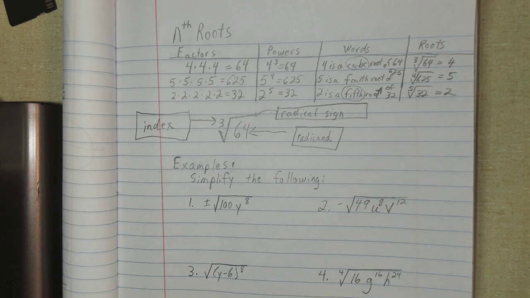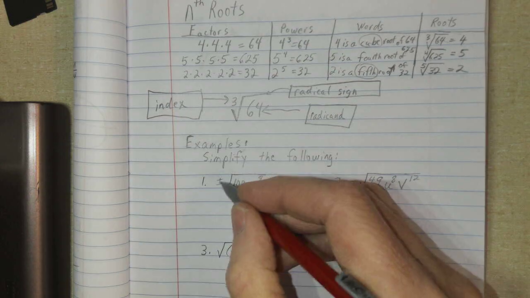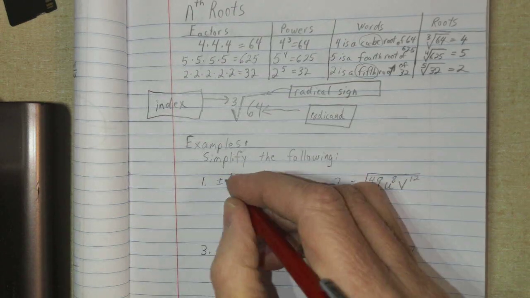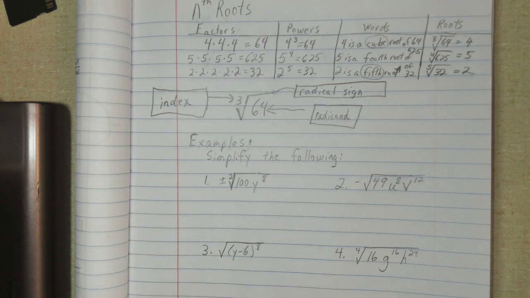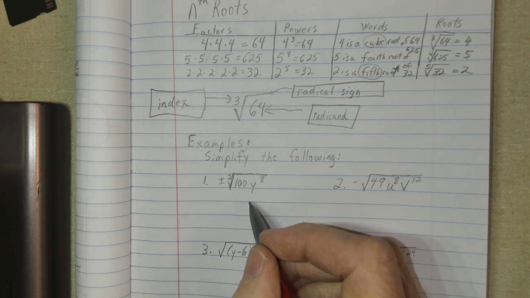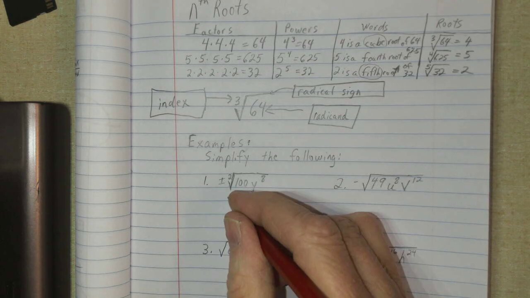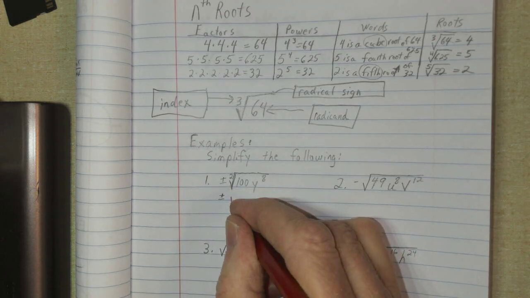Now, we're going to work on simplifying, and this is a square root. We've been dealing with square roots. When there's nothing there, it's understood that that is a 2 inside there. So that is the default. If there's nothing written there, it is a square root. Now, the square root of 100 y to the 8th, and I've got this plus or minus out front here.